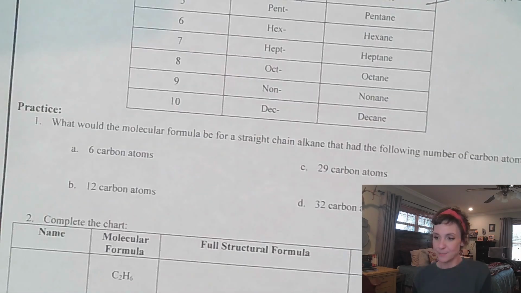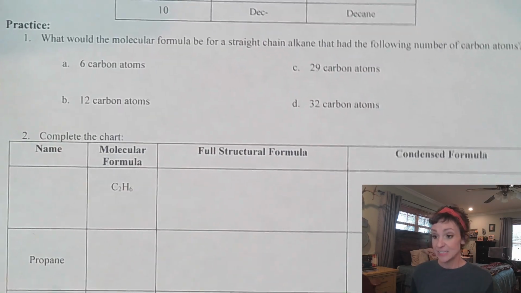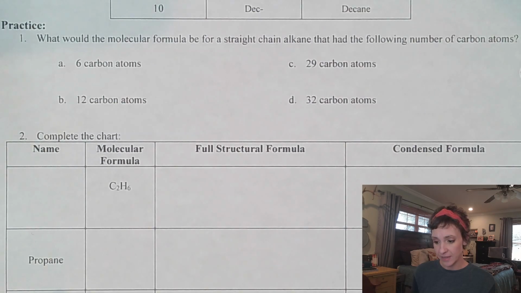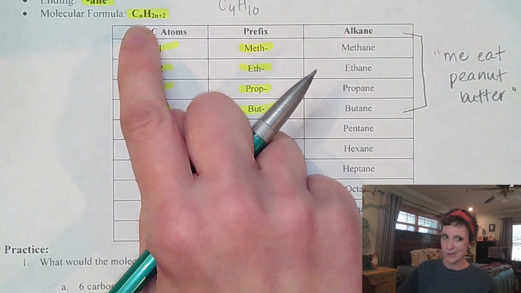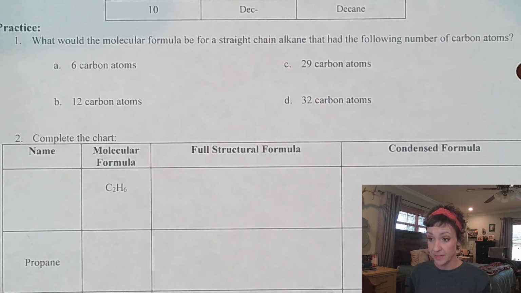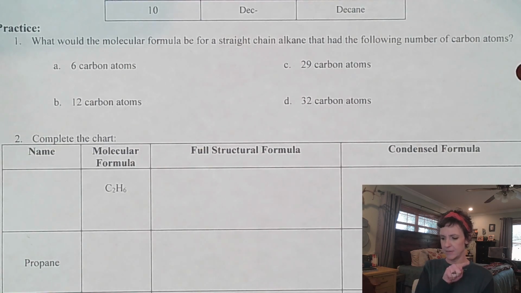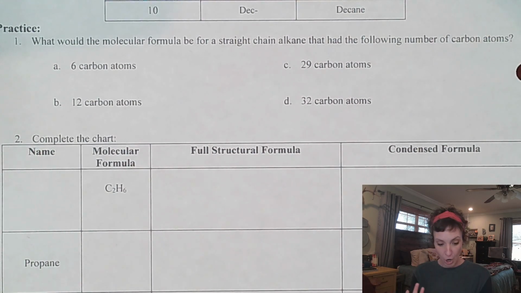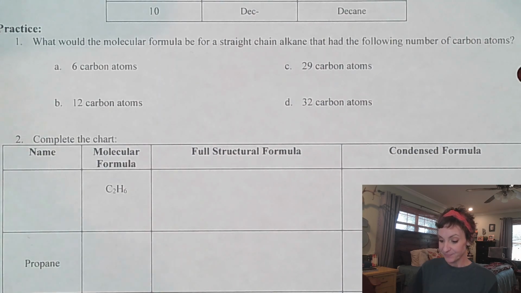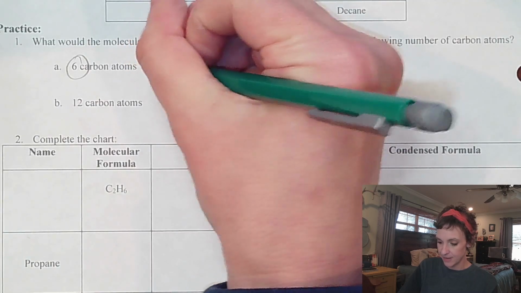All right, so now we got some practice. You know, I like some practice. It says, what would be the molecular formula, which once again, the molecular formula is just how many carbons you have and how many hydrogens you have. What would be the molecular formula for a straight chain alkane that had the following number of carbon atoms? Okay, 6 carbon atoms. Well, let's start in here hot with our simplest thing. We got 6 carbon atoms.